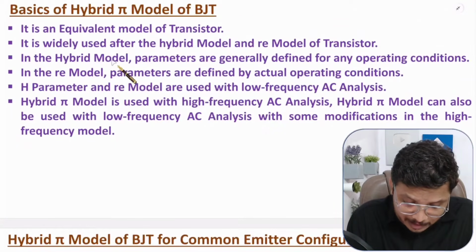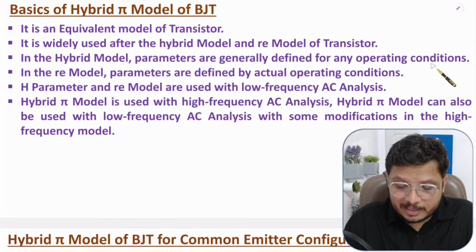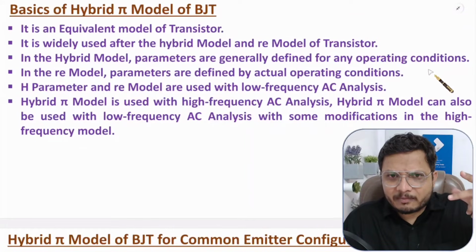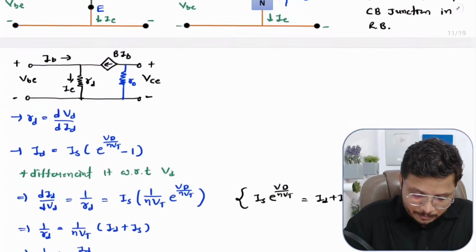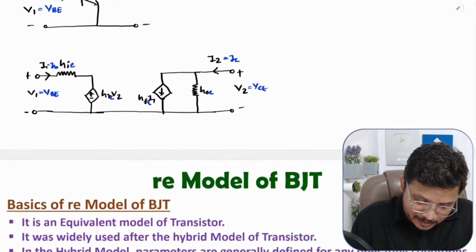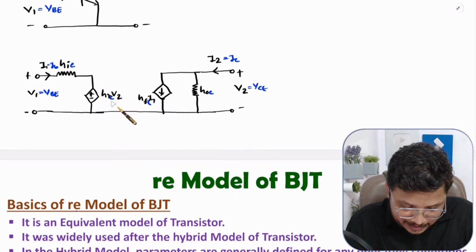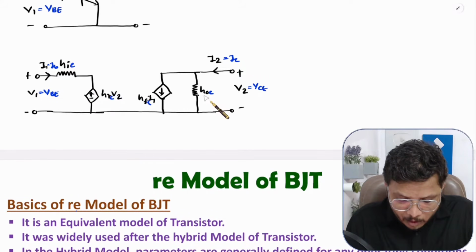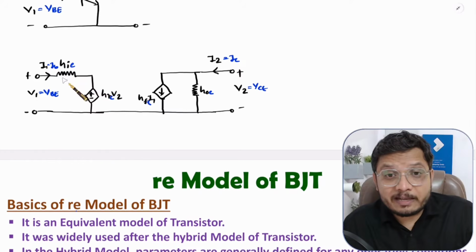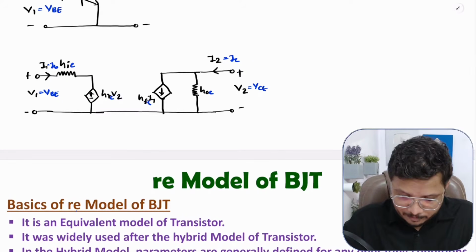In the hybrid model, parameters are generally defined for any operating conditions. In my earlier videos, I have defined all the parameters of the hybrid model. You can observe this is the hybrid model. In this hybrid model, parameters like HIE, HRE, HFE, HOE, all these parameters have been defined for general operating conditions, right?